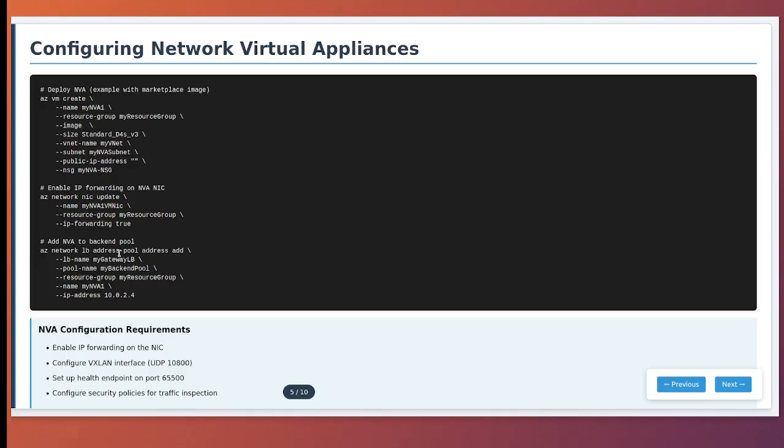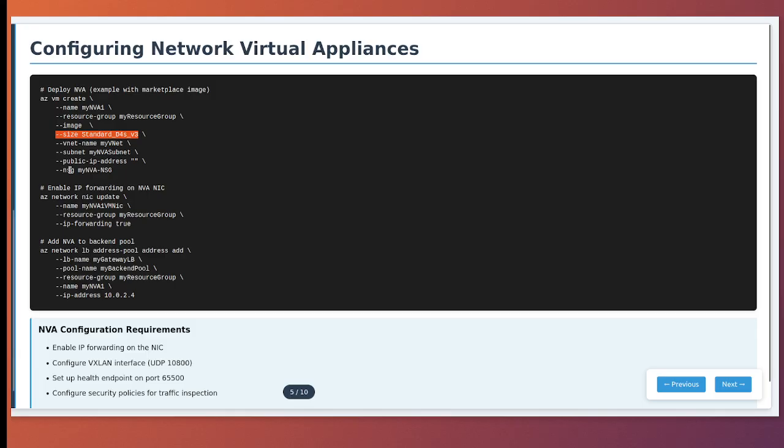First, let's deploy an NVA. I am showing an example using a marketplace image, but in reality, you would use an image from your preferred vendor, Palo Alto, Checkpoint, Fortinet, and so on. The key parameters here are the size, which should be appropriate for your expected traffic load. I am using Standard_D4s_v3 as a starting point, but you might need larger instances for high throughput scenarios.